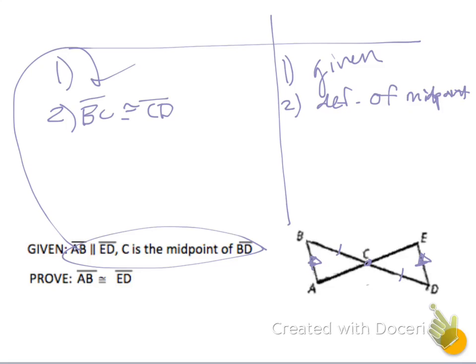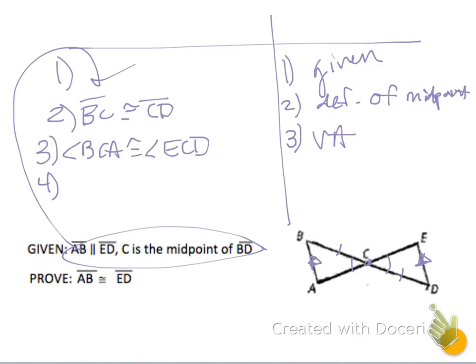Okay, it looks like I have some vertical angles in here that I can use, so I'm going to say angle BCA is congruent to angle ECD by vertical angles. Okay, so now I have a side and I have an angle, so now I need to prove something else. If I have parallel lines, I'm probably going to have alternate interior angles.